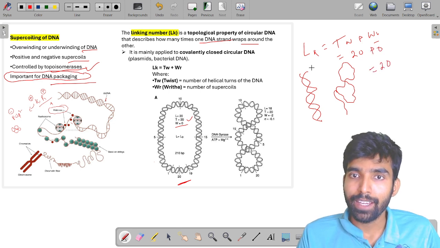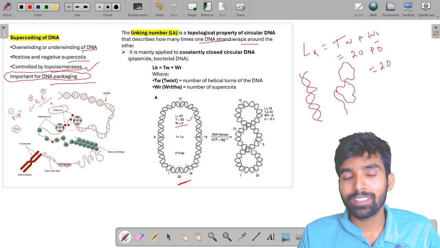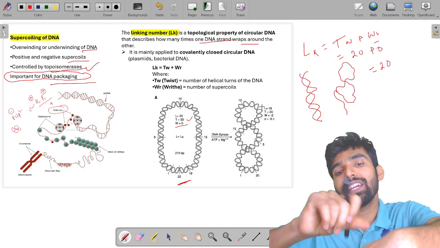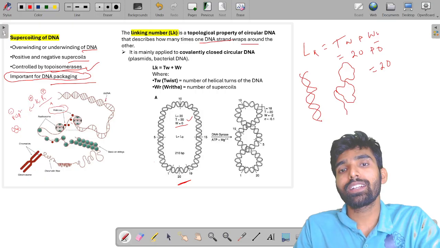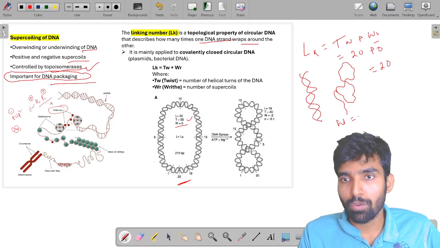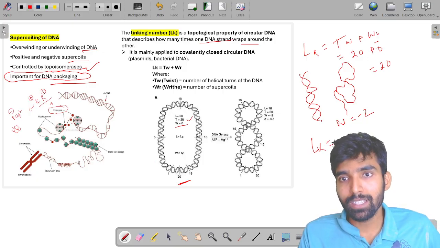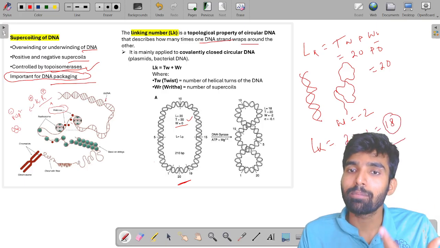Now what happened here: 20 twists are there, but there are 2 writhes. Writhing means you are twisting in the negative direction. So this is called negative supercoiling. Now you have changed W to -2, negative supercoiling. Because of this, the linking number will be 20 minus 2, that's 18. So here the linking number is dropping.